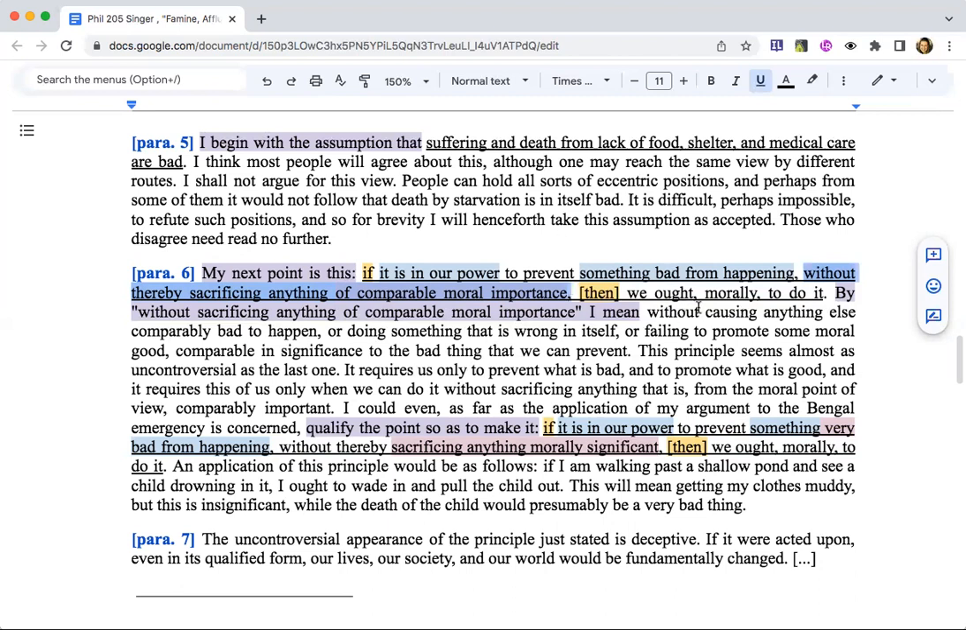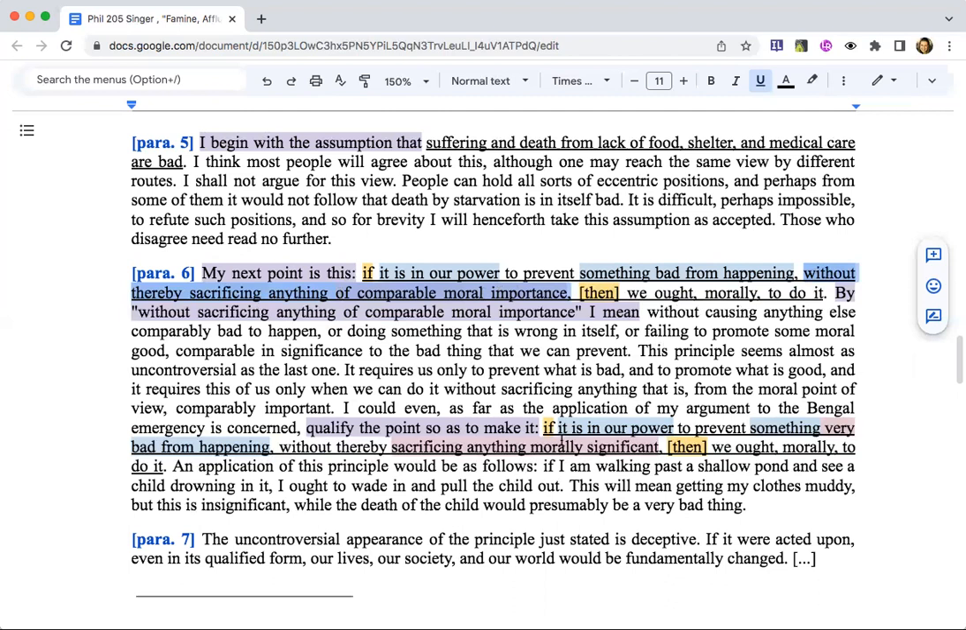When you could prevent something very bad from happening to children, this principle says, is it in your power? Check. Is the thing that's happening very bad? Yes, indeed, it's very bad. And would you have to give up something comparable in moral importance to help? That means, would you have to give up anything as important as the life of a child in order to help? If those three criteria are met, if the answer is no, then you ought to act to prevent the suffering and death of that child.